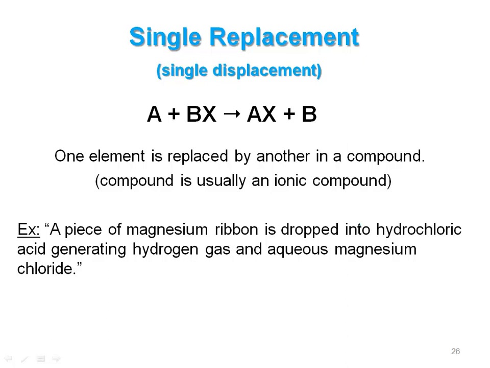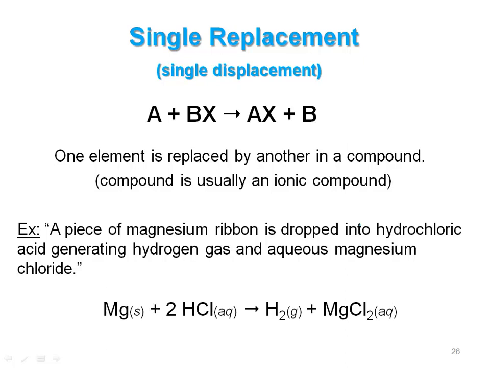Hydrochloric acid, does anyone know the formula of hydrochloric acid? HCl, very good. Generating hydrogen gas. Hydrogen gas's formula? H2, and aqueous magnesium chloride. Magnesium chloride is a little harder because you got to keep track of the magnesium has a 2+ charge. The chlorine has a 1- charge, so it's MgCl2. Here's the equation. Once you write the formulas, you then use coefficients to balance it out, and that's all you got to do in a single replacement.